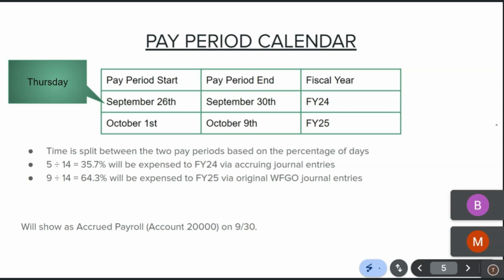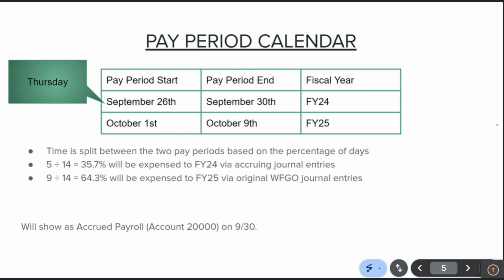Thank you. So in Workforce Go, the option available is to accrue based on percentage of days. And so what we'll see is that because there are 5 days in fiscal year 24, basically it's going to be 5 divided by 14, or approximately 35.7% of our total payroll, going to fiscal year 24. And 9 divided by 14, 9 of those 14 days, roughly 64.3%, will be expensed to fiscal year 25. Those are entered in two different ways. Workforce Go will post those entries and split that time accordingly.